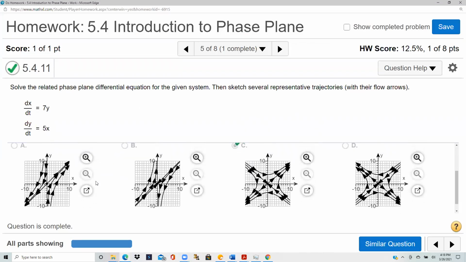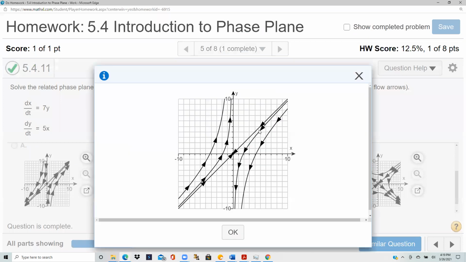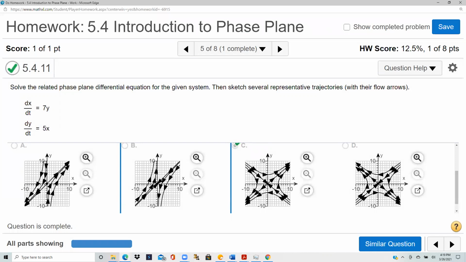So now if you look here, you just have the line of positive slope, and the negative one is missing. Similarly here also, in B, you just have the line of positive slope, the negative one is missing. So these two are out. So it's either C or D. And now if you look here, dx over dt is 7y.